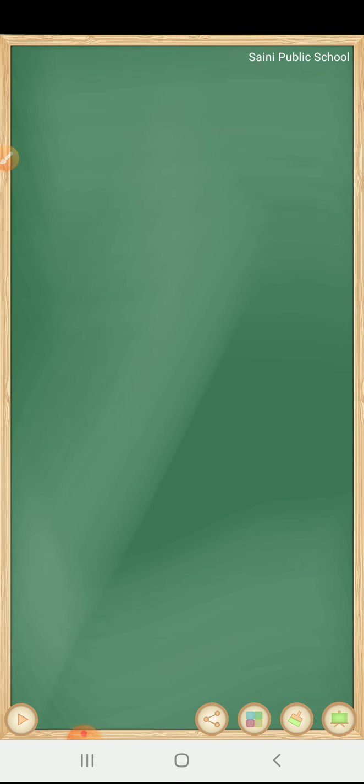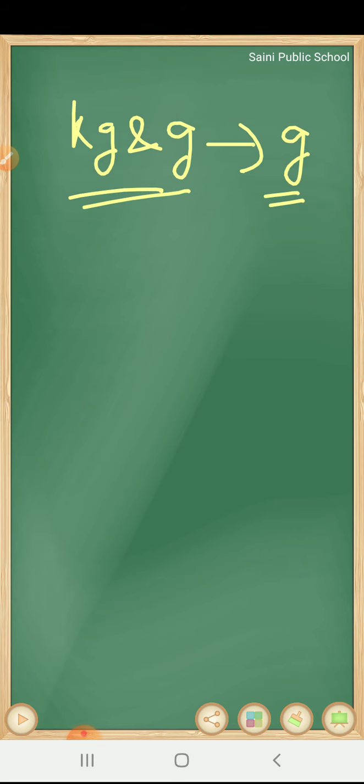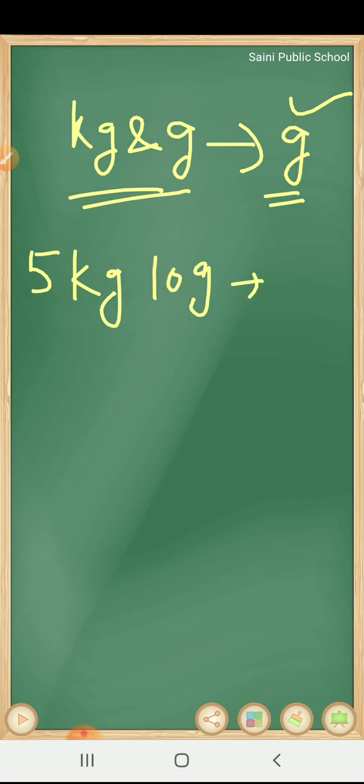Now let us discuss another example. If we want to convert kilogram and gram into gram, suppose we have both units, kilogram and gram, and we want to convert this into a single unit like gram. Let us discuss with the help of an example. Suppose I have 5 kilogram and 10 gram and I want to convert into gram. Then how will we get it? In this example, we will convert kilogram into gram and then we will add gram to the answer.